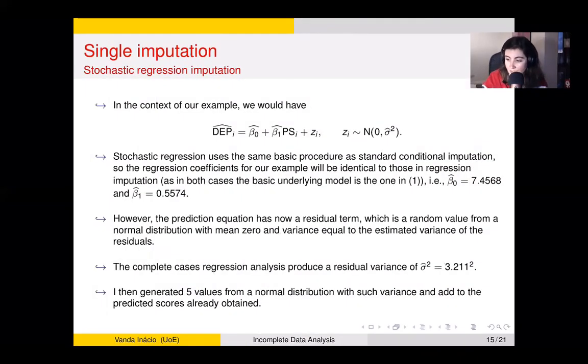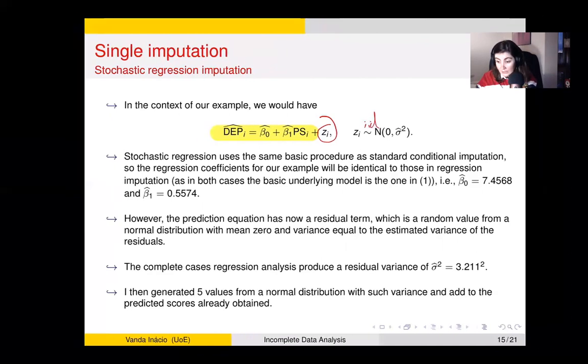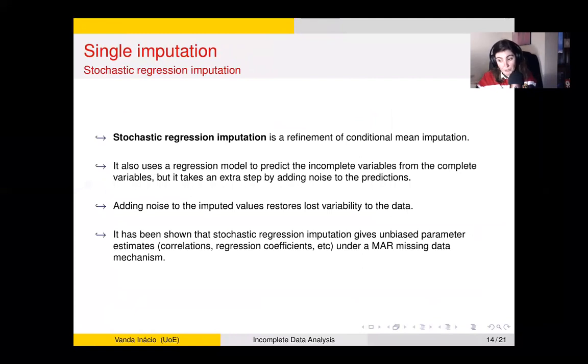This is what we had before, and then I add some noise, this zeta, and the zetas are IID from a normal distribution with mean 0 and variance sigma hat square, the estimated residual variance that we can also obtain from our fitted regression model. So basically we are introducing noise in our predictions, and this restores the lost variability that we had in regression imputation. It has been shown that stochastic regression imputation provides unbiased parameter estimates of correlations and regression coefficients under a missing at random mechanism. So it's quite good.